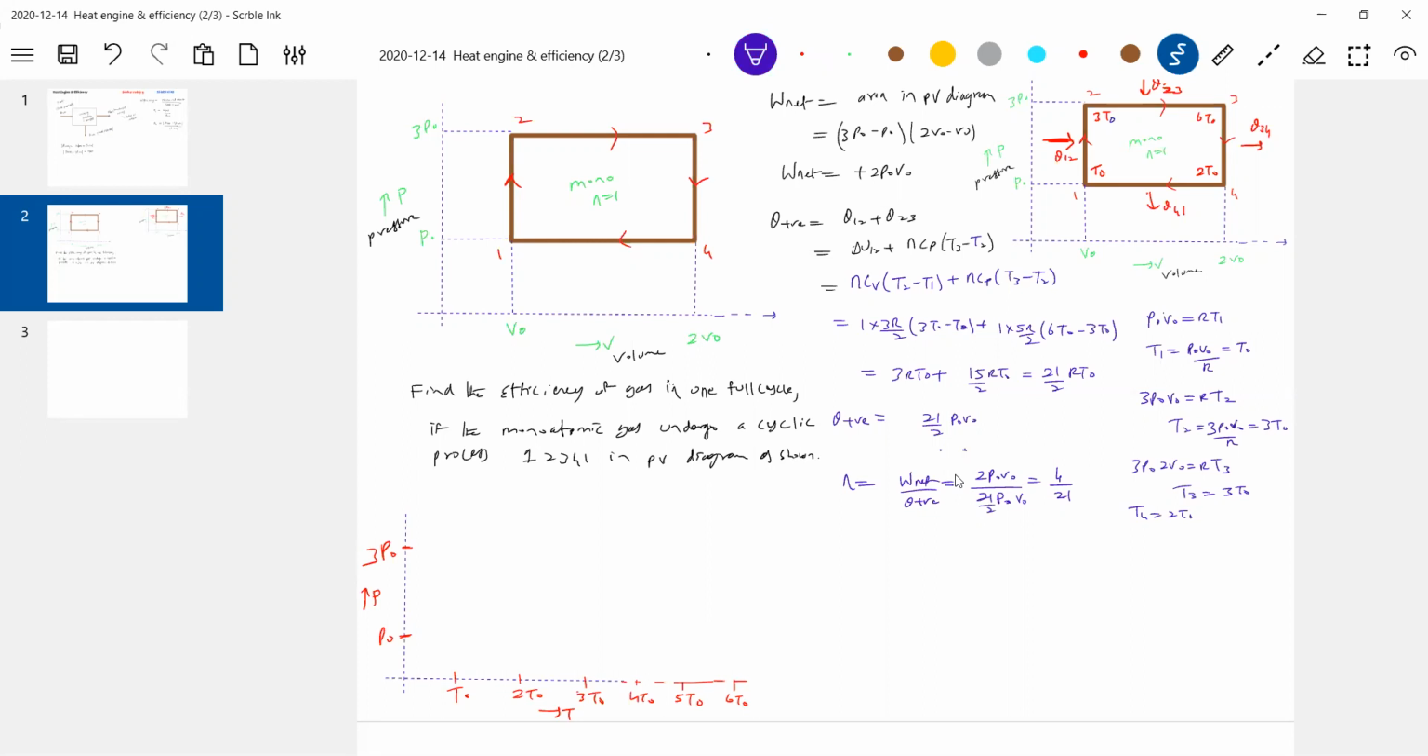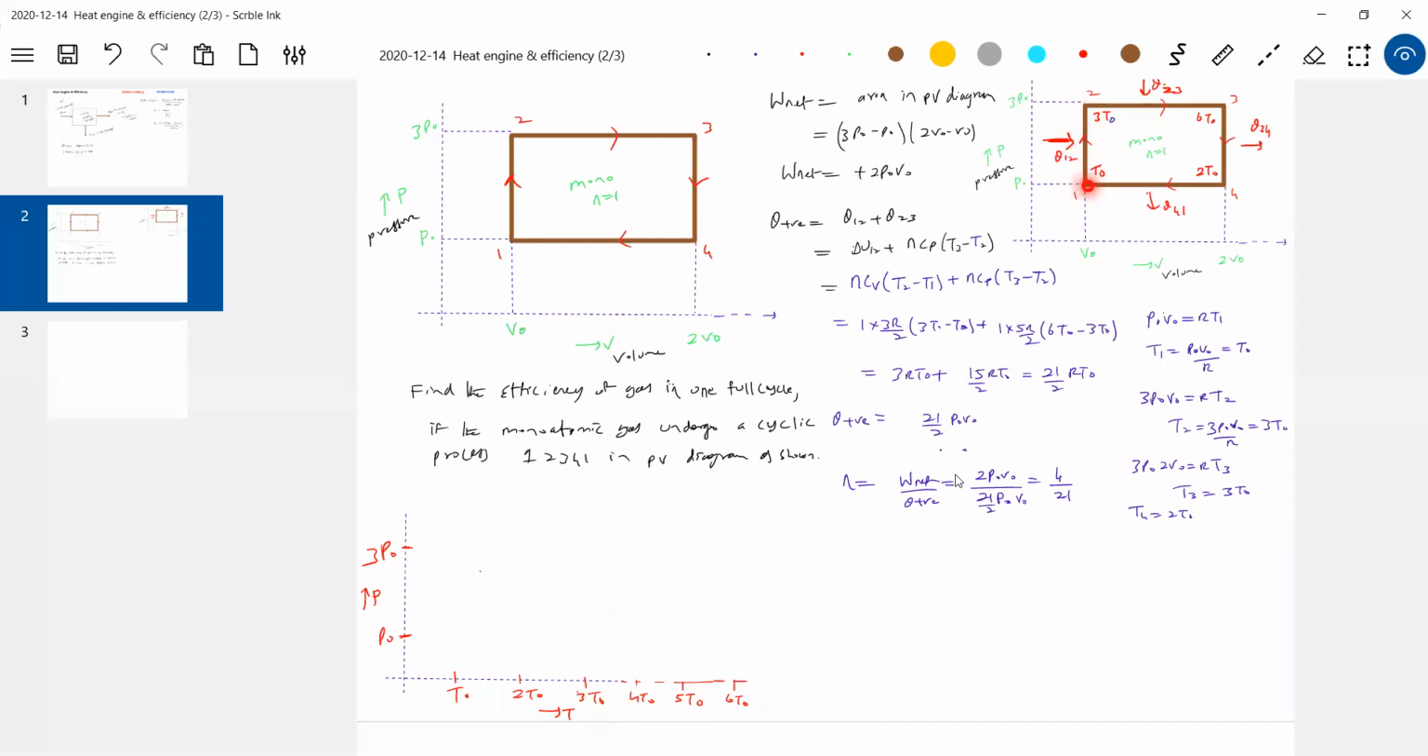No, first I identify points. You can't draw whatever curve you want. What is the method? Identify the first point. Don't bother how the shape of the curve is. Don't bother, identify the points. So what is path 1? Isochoric process.